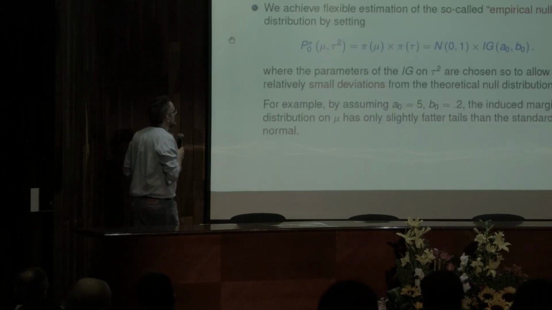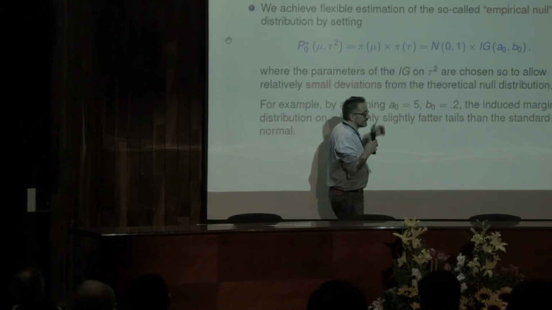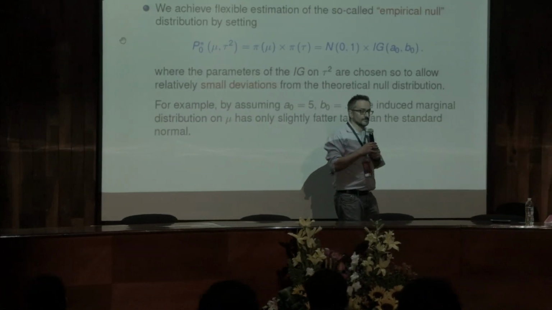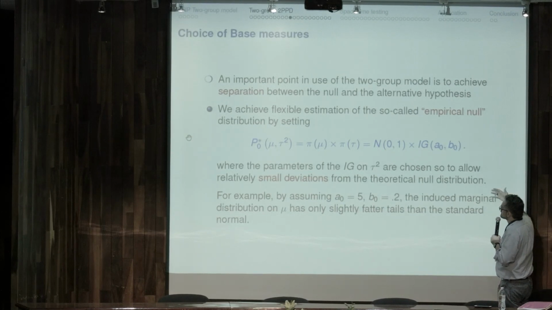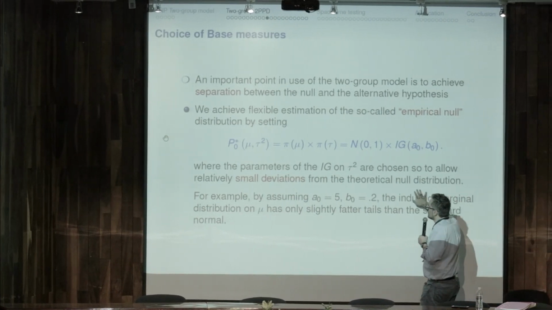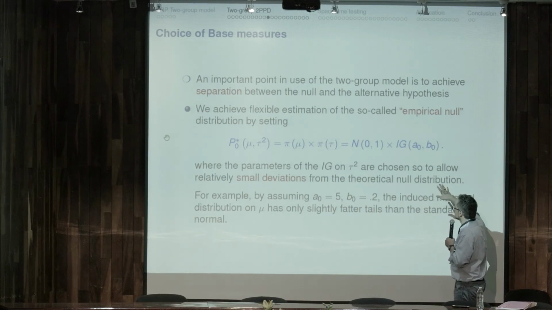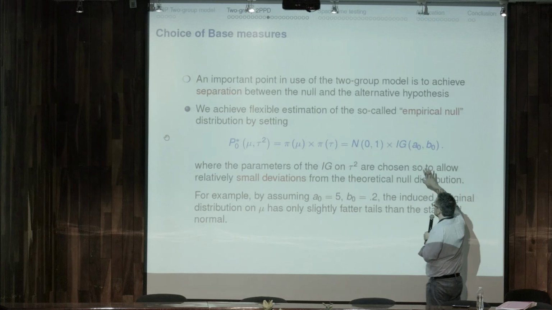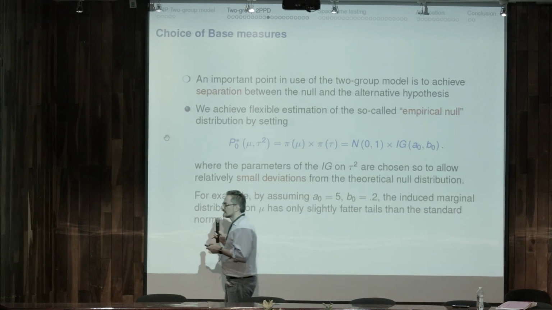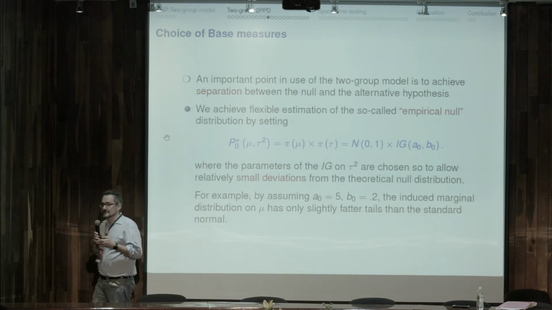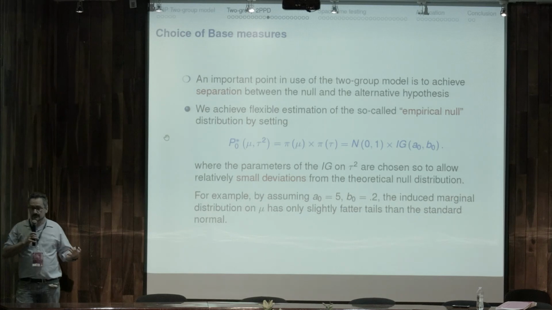And one way we can do this, well, first is to set up a good base measure for the null model, right? We want the base measure in the null case to be very close to the theoretical null. And we can do this by setting appropriately the parameters of a normal inverse gamma formulation. On the other hand, we want the mass of the alternative distribution to be far from 0.